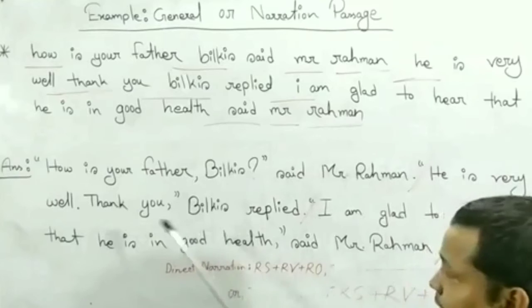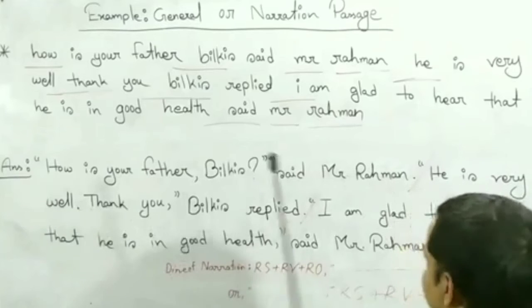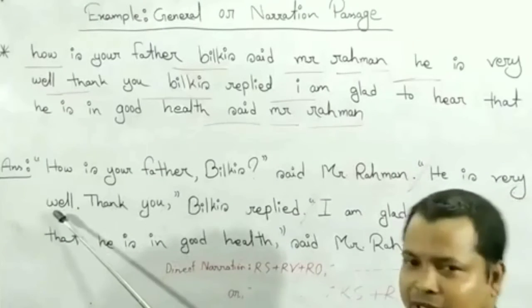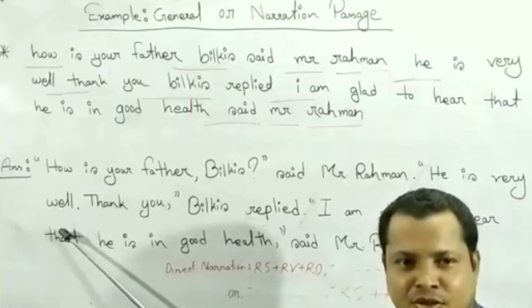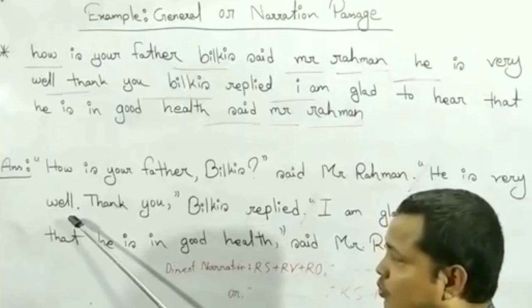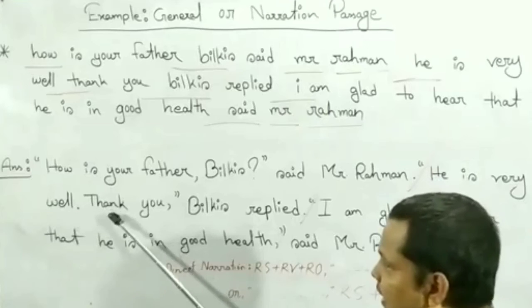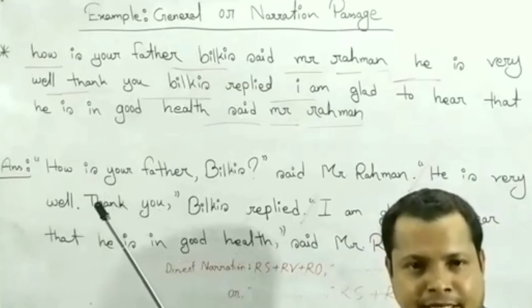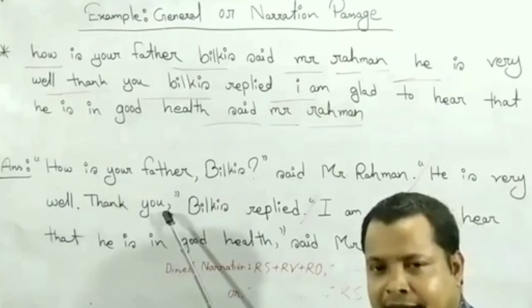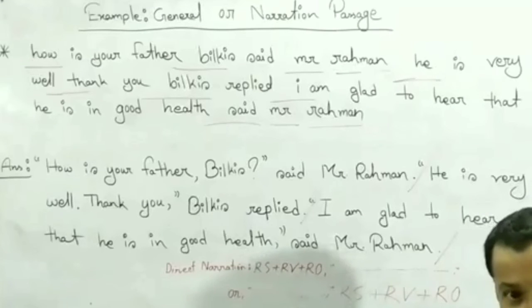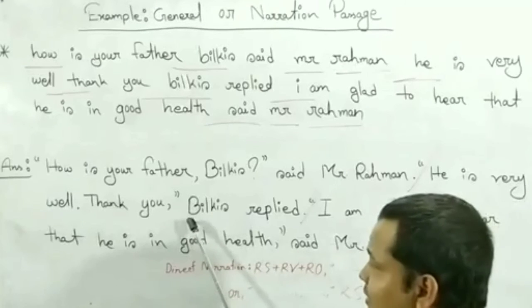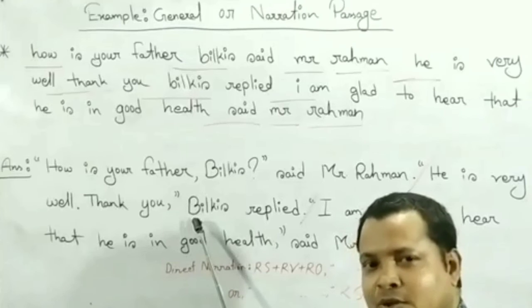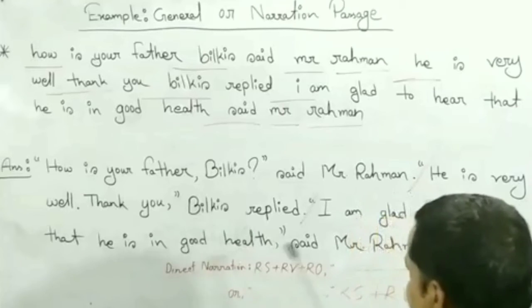And here are two sentences. He is very well. It is an assertive sentence. So we know that here we will give a full stop. Thank you. It is also an assertive sentence. So here is a comma. According to this structure, Bilkis is a proper noun. So B will be a capital letter.